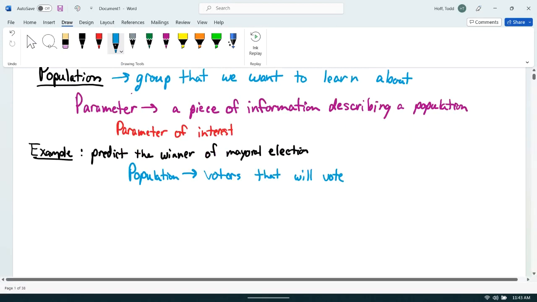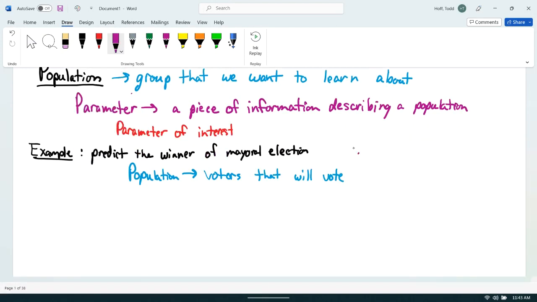Now, there are a lot of parameters of this population. They're all over 18 because you can't vote if you're under 18. They're all legal residents of the city or municipality. They meet all the qualifications to vote and all that. But we don't care about any of those. We care about the parameter of interest. And that parameter of interest is what percent plan to vote for each candidate.